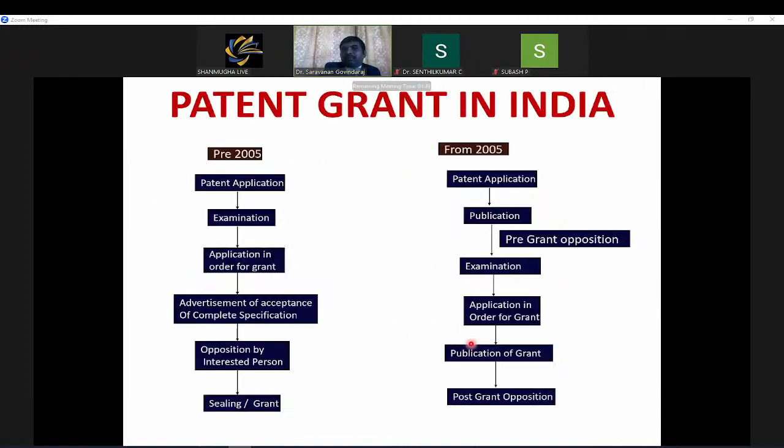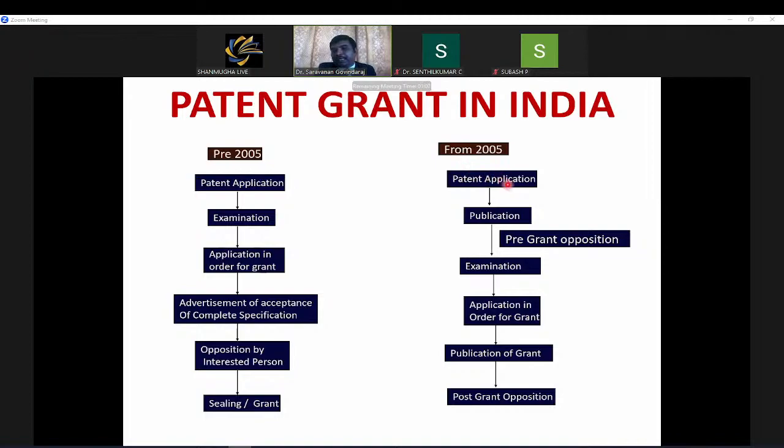So this is a simple representation. Prior to 2005, if you applied, they would examine. That means they will check your application, and if it is okay, they will grant it. After that, they will advertise the acceptance, the complete specification will be published, then if anybody opposes, they will seal or grant that patent. But from 2005 onwards, first we need to file our application.